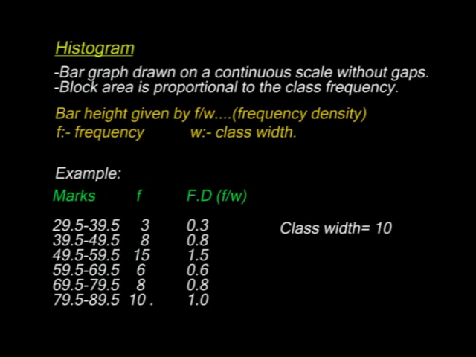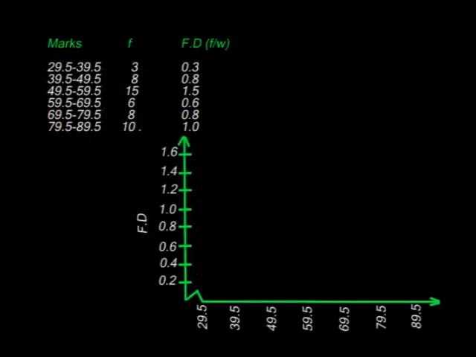So we now draw a histogram, the frequency density versus the class boundaries. So the frequency density is on the vertical axis and the class boundaries are on the horizontal axis. So we have our first bar from 29.5 to 39.5. We have a frequency density of 0.3. Now where that class ends, it means the next one begins, because you realize the upper class boundary of the first class becomes the lower class boundary of the next class.